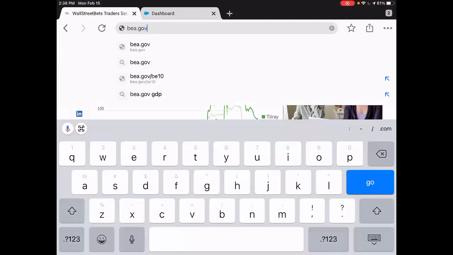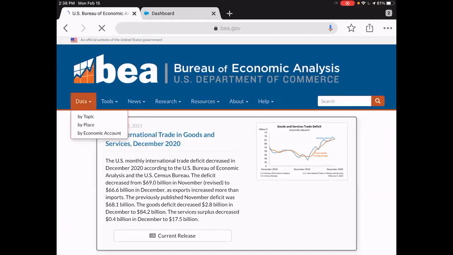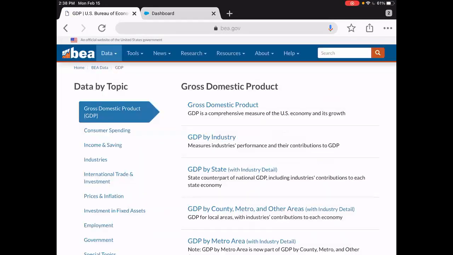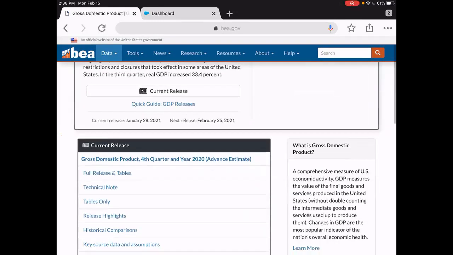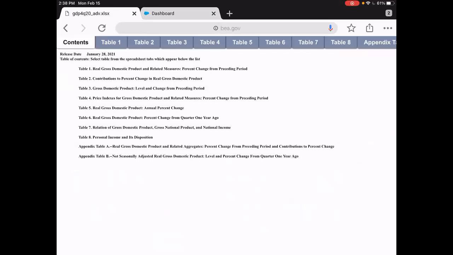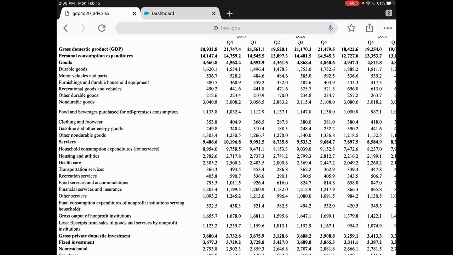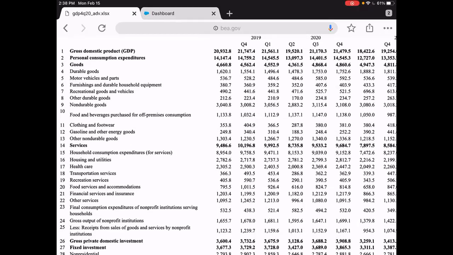I just want to show you this. So I went to the BEA.gov website. I went by topic. I went by GDP. I then went to tables only. Then looked at table 3. And that's where I got my numbers here.